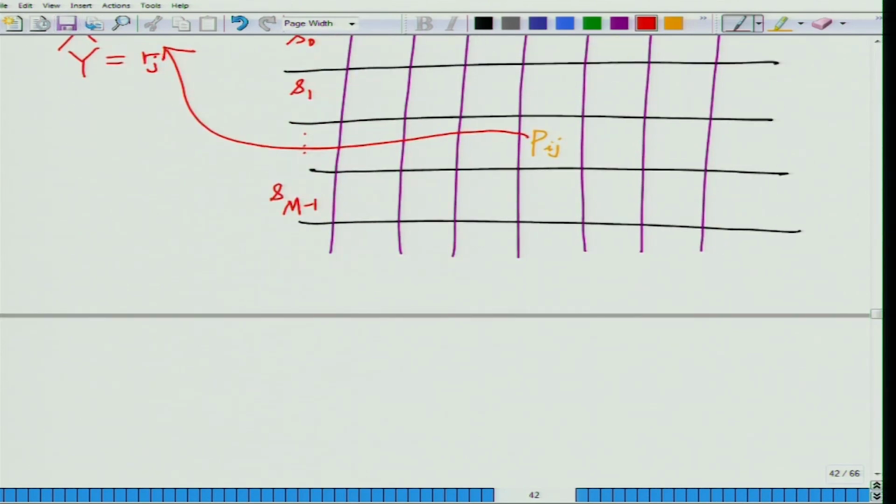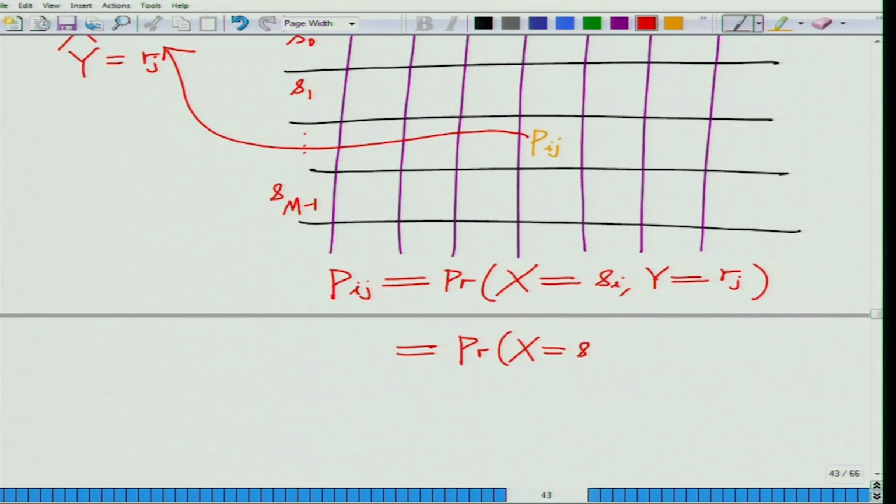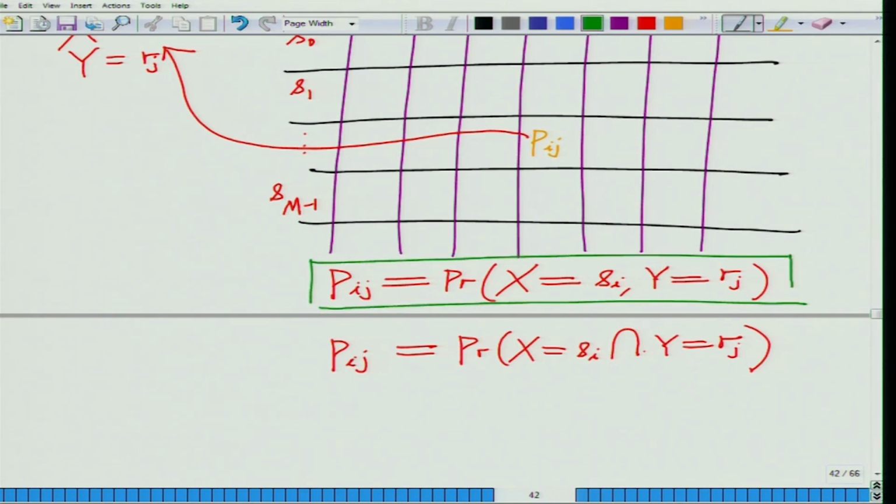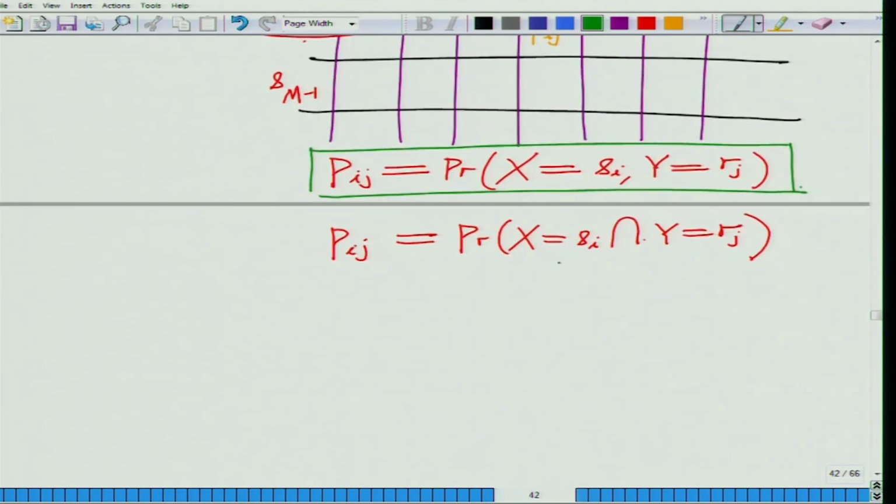So this two dimensional table we are denoting by Pij, the probability that x equals Si, y equals Rj. You can also think of this as the probability of x equal to Si intersection y equal to Rj. Of course, naturally we must have 0 less than or equal to i less than or equal to m minus 1, and 0 less than or equal to j less than or equal to n minus 1. M is the size of the alphabet of x from which the input symbols are drawn, and n is the size of the alphabet from which the output symbols occur at the output of this communication channel.